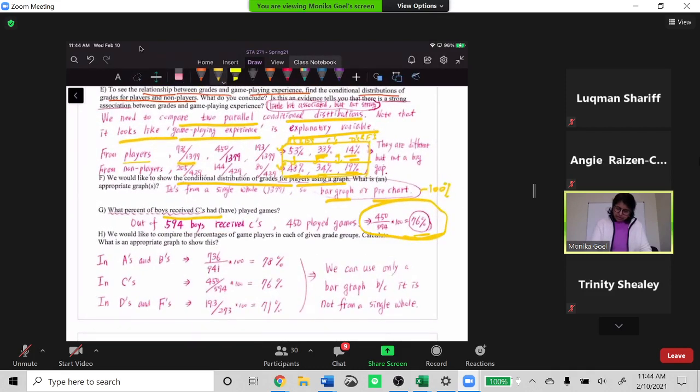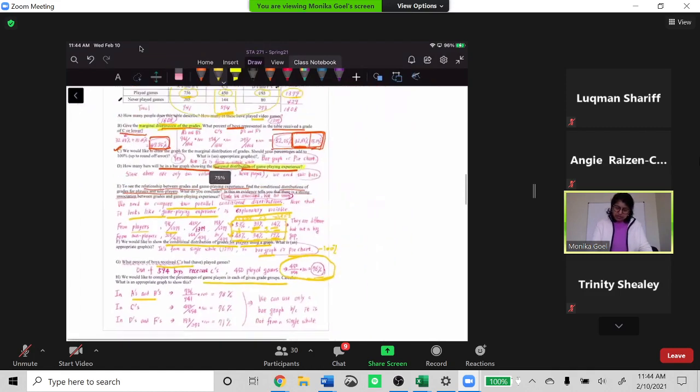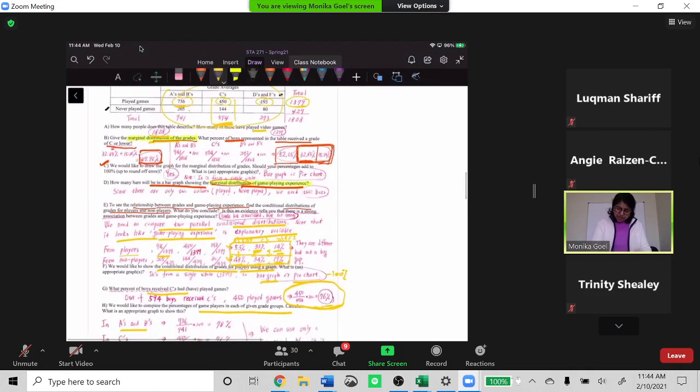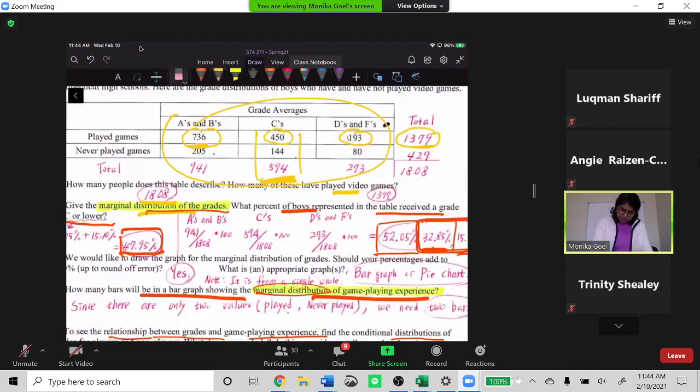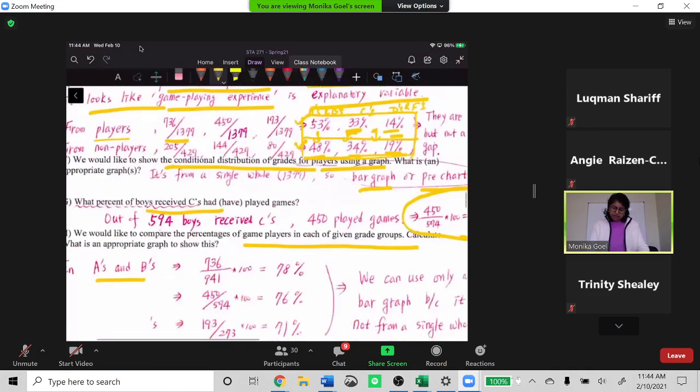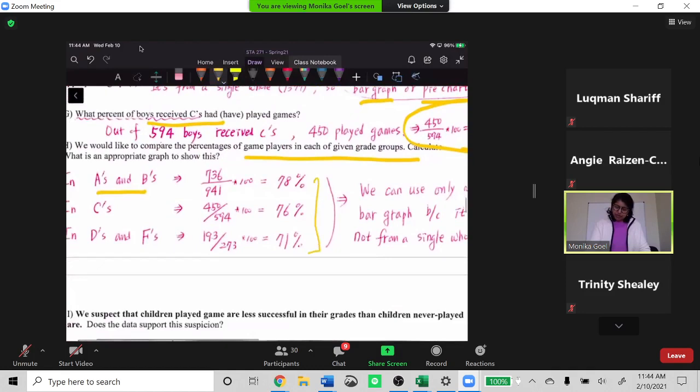We would like to compare the percentage of game players in each given grade group. So if you want to compare that, how many A's and B's were there? 736 out of how many? 944, 941, same thing. 450 out of 594, 193 out of 273. And then you can find this.